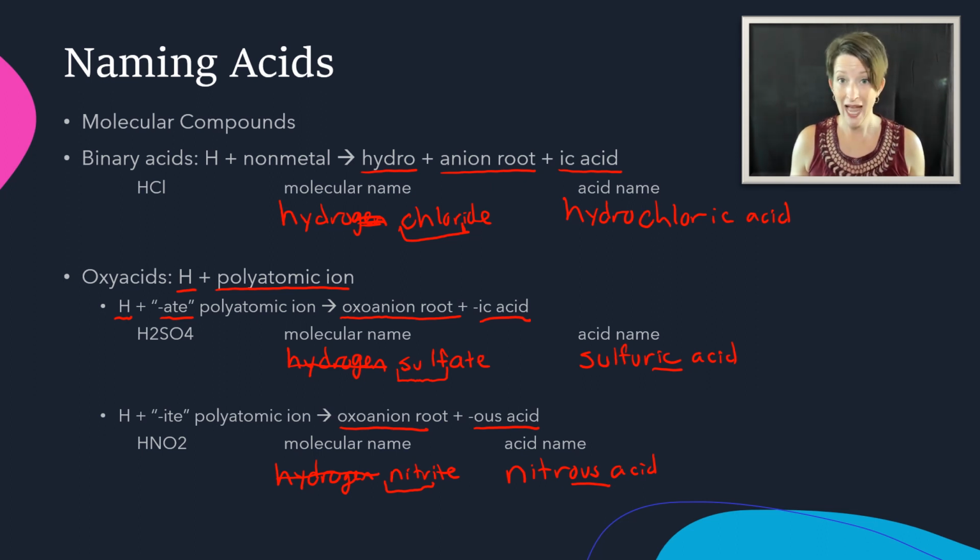Remember, you do have the polyatomic ions in your chem data sheet, so you just need to remember how to add the acid name to that oxyanion root, and whether it's ic acid or ous acid.